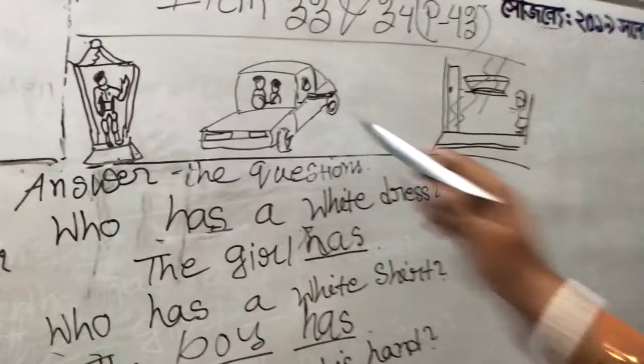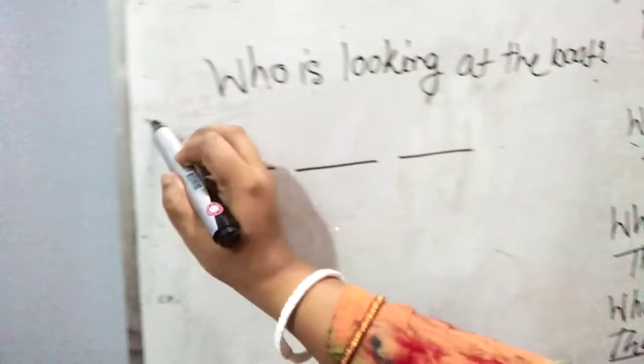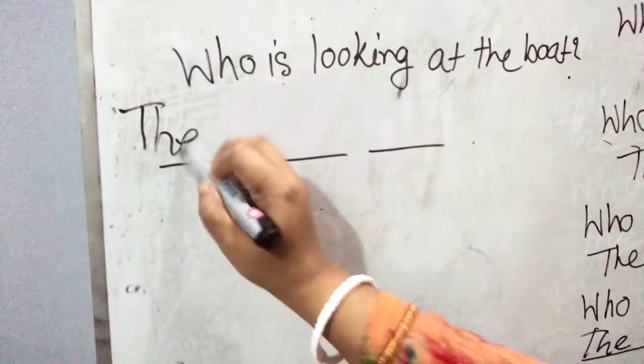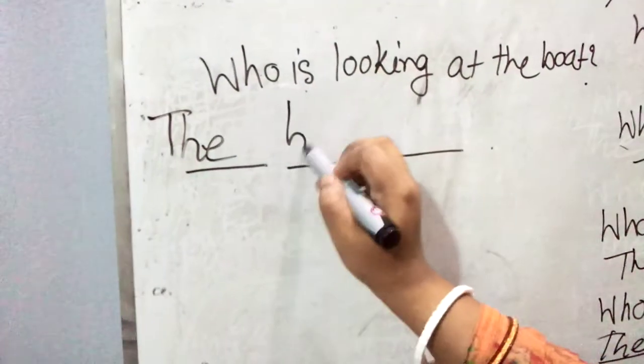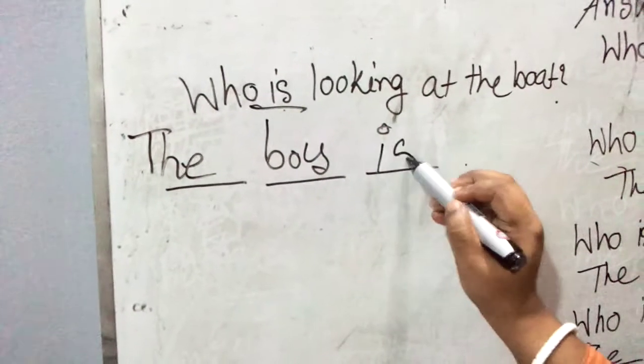Now, the last one is who is looking at the boat? Do you find who is looking at the boat? Here, see, the boy. So, we can write what? Please note it down, please follow me. Write the first, then boy. Then what is the auxiliary verb? Is. The boy is.